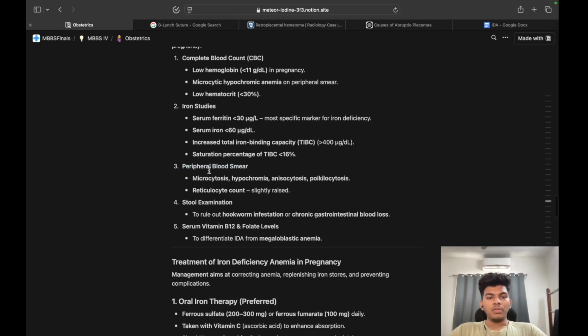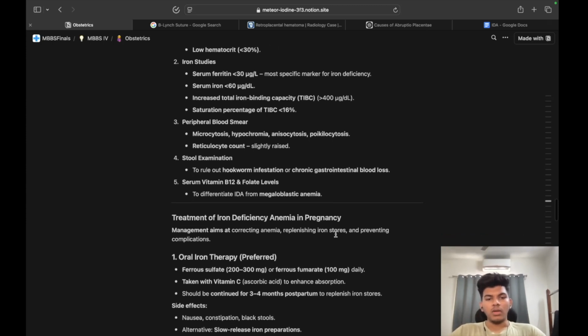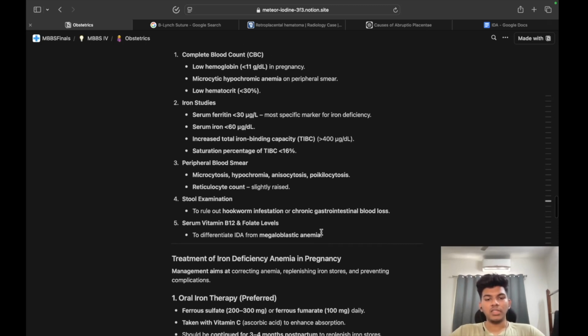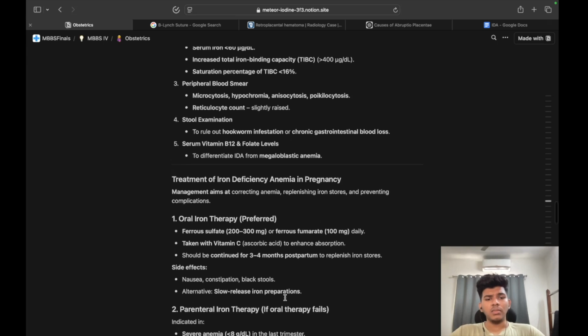Coming to peripheral blood smear: macrocytosis, hypochromia, anisocytosis, poikilocytosis, and retic count is raised. Stool examination to rule out hookworm or chronic gastrointestinal blood loss. And then finally, serum vitamin B12 and folate levels to differentiate iron deficiency anemia from megaloblastic anemia. So these are the things we need to keep in mind for iron deficiency anemia.